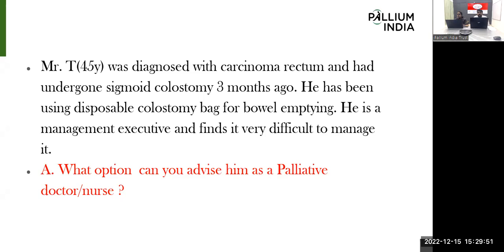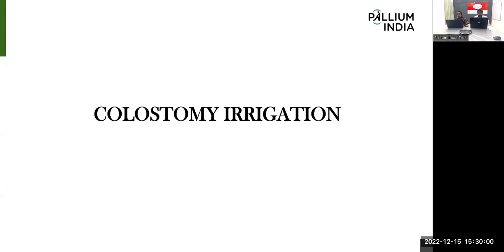Professionally, he needs another option because it is a sigmoid colostomy. So we can suggest another option: colostomy irrigation. Colostomy irrigation means flushing or cleaning. By using water, we flush and clean the whole colon. Simply, we can call it colostomy irrigation. Which type of colostomy can we do this for?